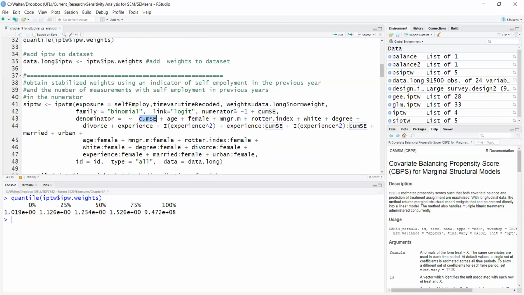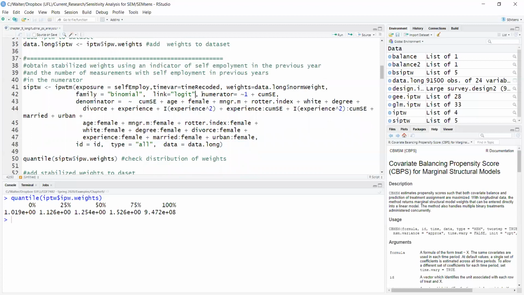This has a consequence: because the history of treatment is included in both the numerator and denominator, the weight is not going to remove bias due to history of treatment. Therefore, it's important to include the history of treatment in the outcome model too. So we'll add this variable here to the outcome model. That's the only difference from the previous weight, which is the different numerator.